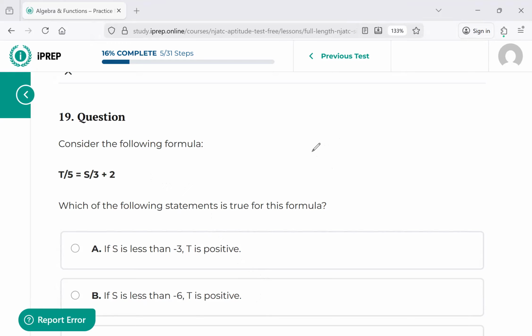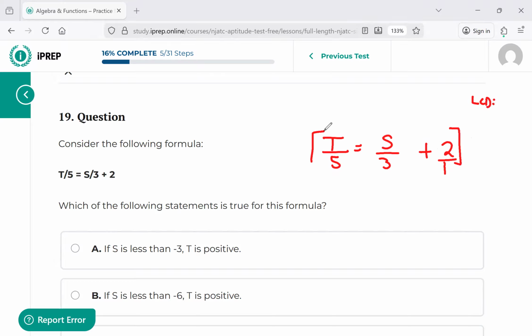First, I'm going to rewrite it. I don't like slanted fractions. I like it completely horizontal. So I'm going to rewrite this as 2 over 5 t equals s over 3 plus 2. And I know then what I'm going to do is get rid of the fractions by multiplying all sides of that equation.